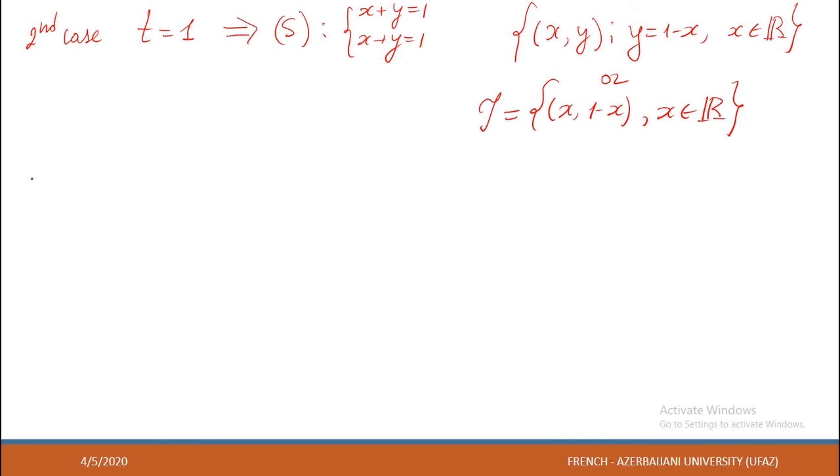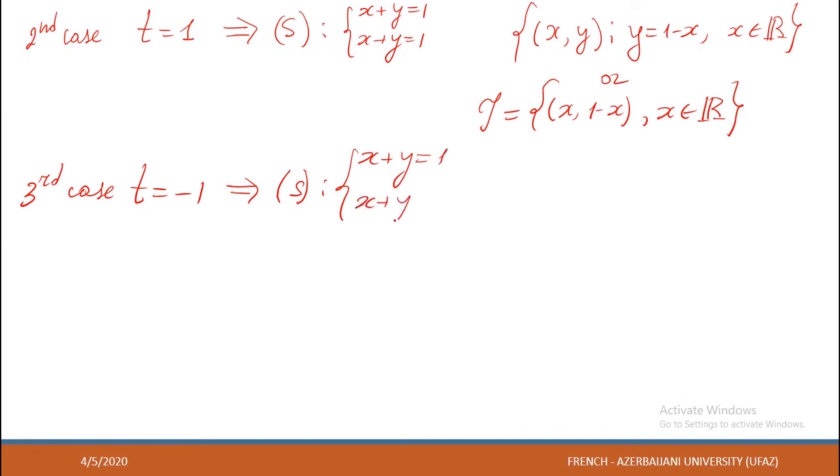That's it. Let's look at the third case. T is minus 1. In this case, the system will be this one: x plus y is 1, x plus y is minus 1. From here, x plus y will be different from x plus y. It's impossible. Because of this, the system has no solution. The solution set is empty. That's it.